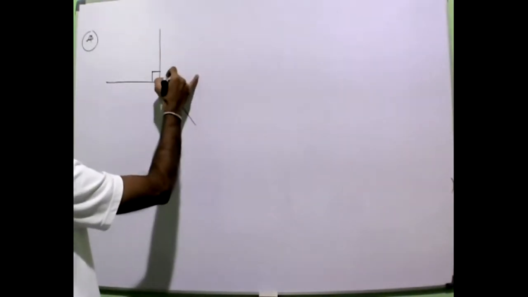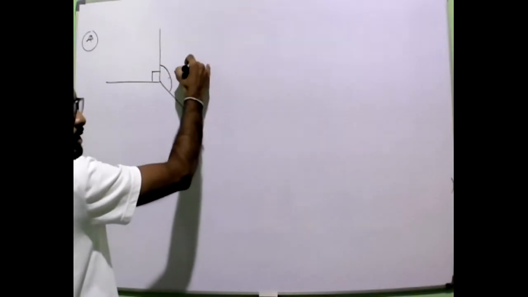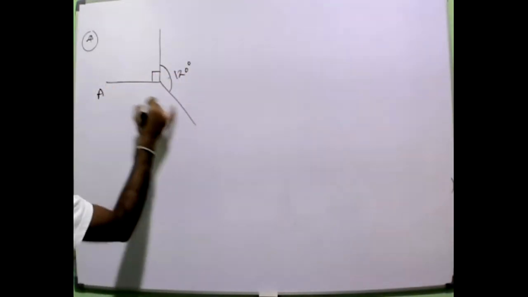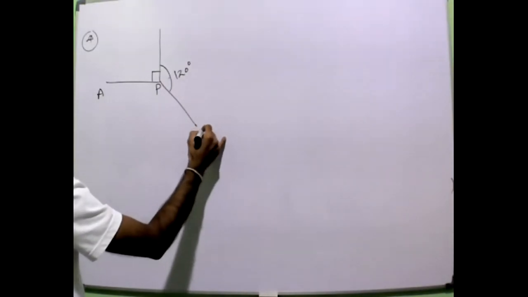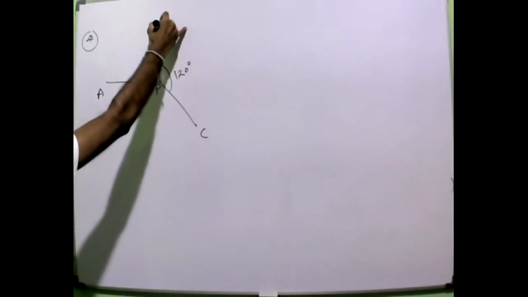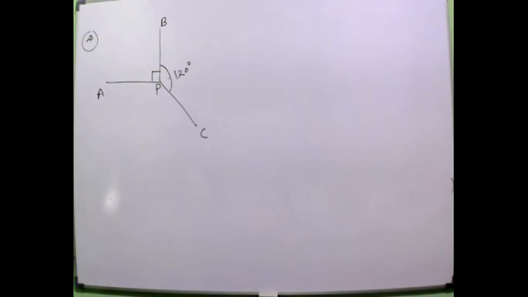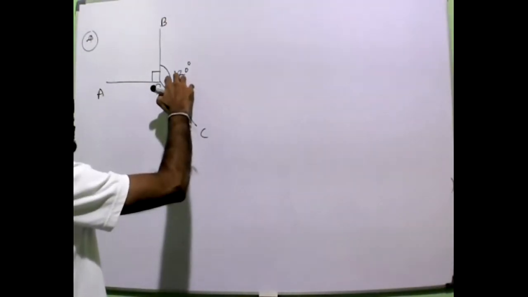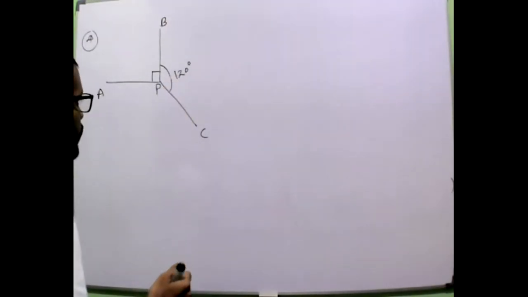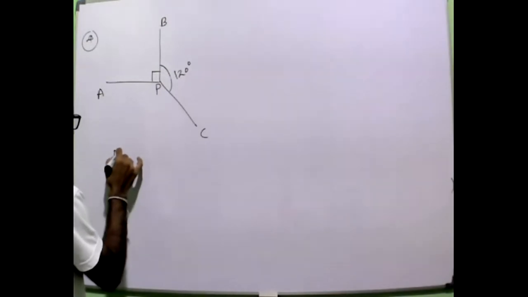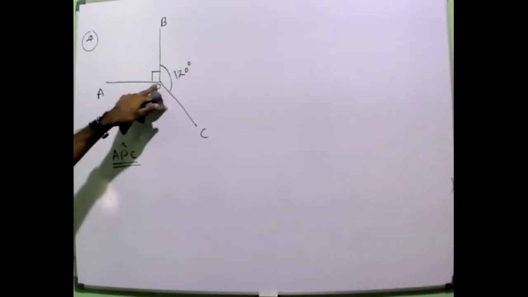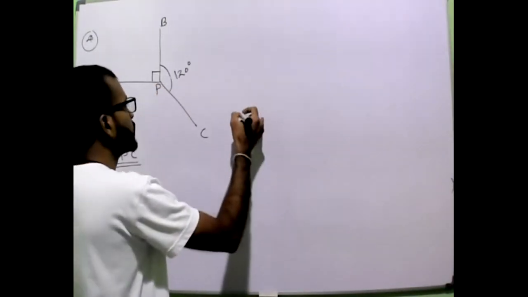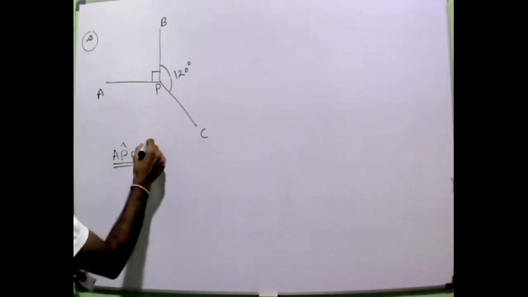This is a right angle and this is 120 degrees, and here the point is P, then C, then P. And they are asking the value of ABC angle, right? So there are 3 angles around this point P. So I will write our thing. So what I have to find is this.